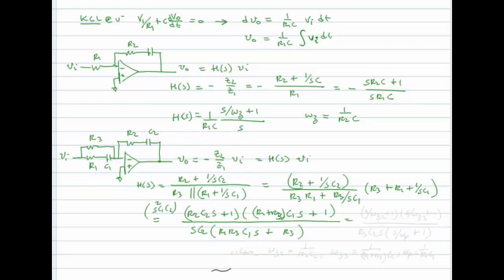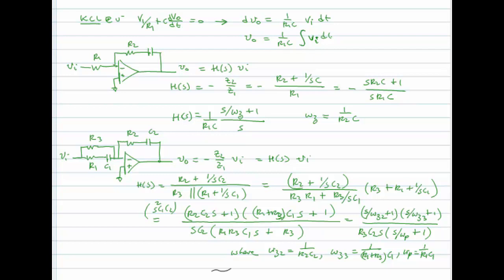Yeah, so we could write this out one more time as S over omega Z2 plus 1, times S over omega Z3 plus 1, divided by, and then I can pull out the R3, so we'll have R3 C2 S times S over omega P plus 1, where omega Z2 is equal to 1 over R2 C2, omega Z3 is equal to 1 over R1 plus R3 times C1, and omega P, the pole, is 1 over R1 C1.